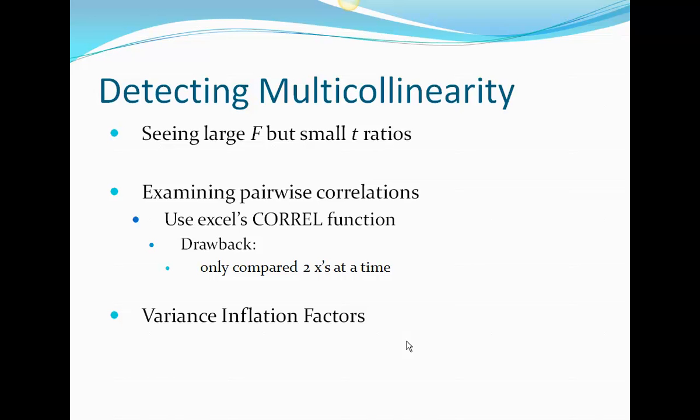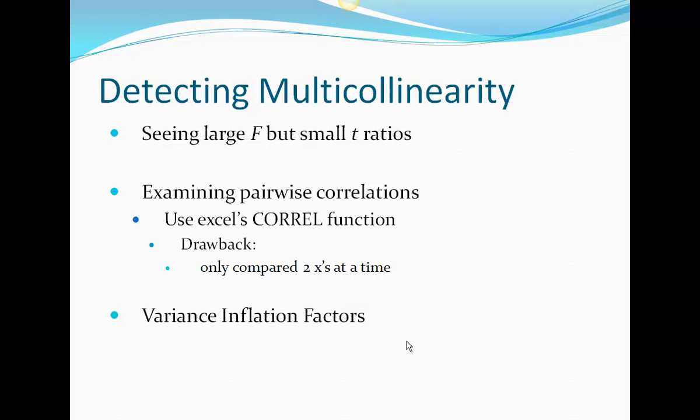You can examine pairwise correlations, so looking at two independent variables and how they relate to one another. Obviously, a high correlation would indicate multicollinearity. The drawback to that is that you have to do them two at a time. Well, if you only have 2, 3, or 4 independent variables, not such a big deal. But when you're building a giant model, that gets really tedious.